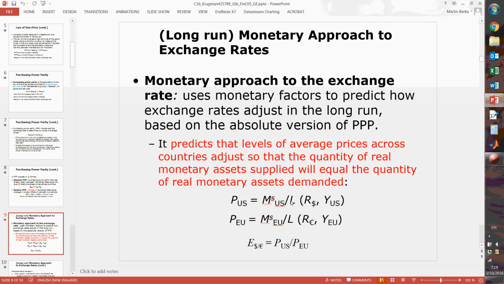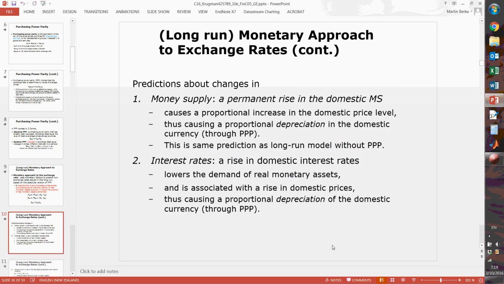There's this L, which depends on interest rates and output or income. So we can rewrite that equation to get these expressions for prices as equal to money supply divided by real money demand. Okay, so if the price levels in both countries are represented by these equations, we can write the nominal exchange rate as a simple ratio of these two terms on the right hand side.